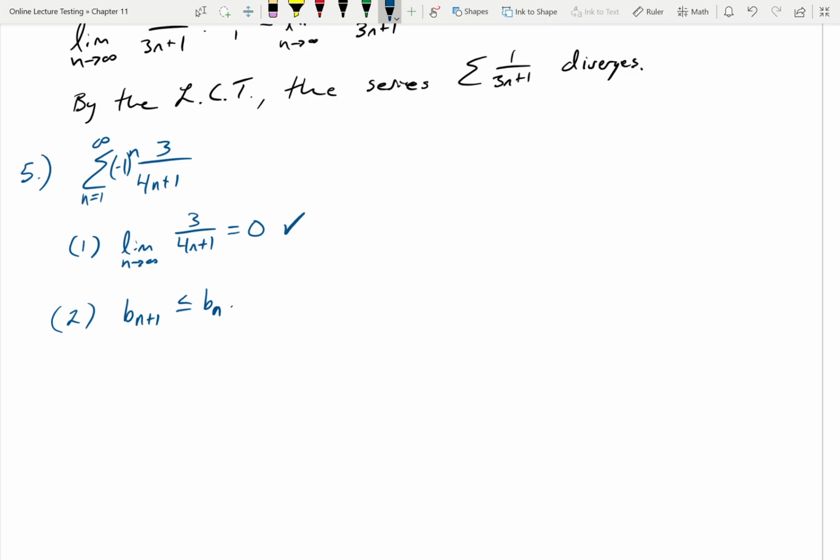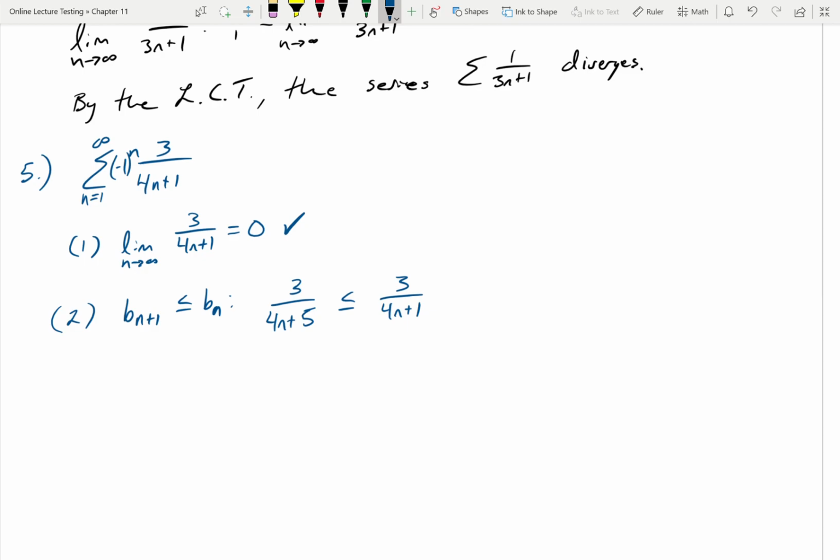Number 2: is b sub n plus 1 less than or equal to b sub n? Is it decreasing? So that's 3 over 4n plus 5. Again, when you plug in n plus 1, I'm going to multiply that by 4, so I get 4n plus 4 plus 1. So this is where I get 4n plus 5. Is this less than or equal to 3 over 4n plus 1?